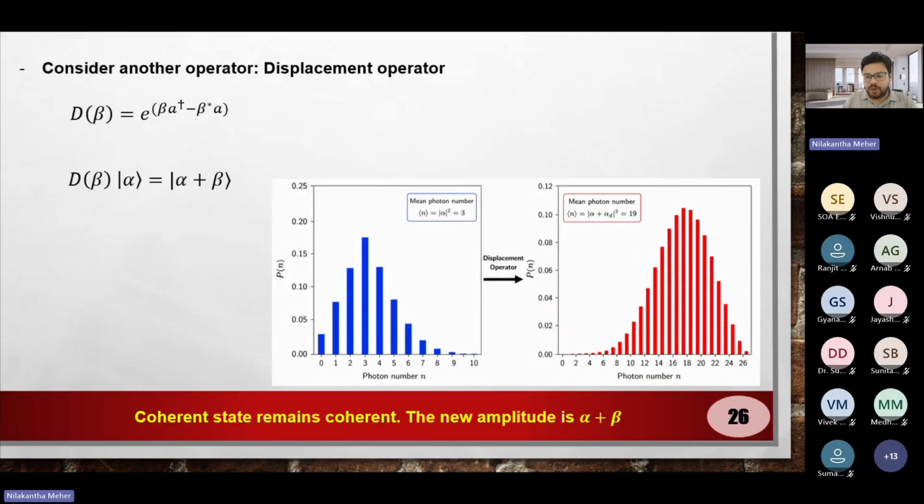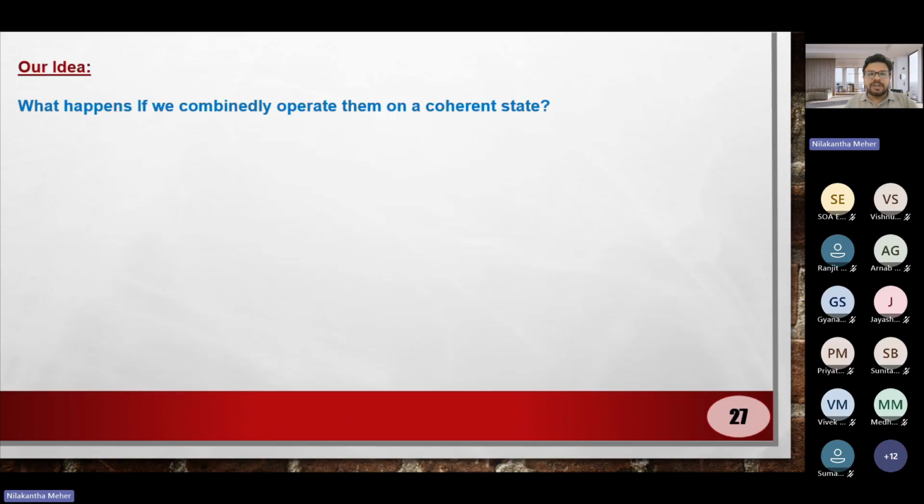So again, it is a coherent state. This coherent state remains a coherent state because of the displacement operator, and the new amplitude becomes alpha plus beta. So your intensity becomes essentially the mod of alpha plus beta, mod squared. So this is the new intensity, but the state remains coherent. There is no change. Now, what we generally do is combinedly operate them on a coherent state. That is the Kerr interaction and the displacement operator.